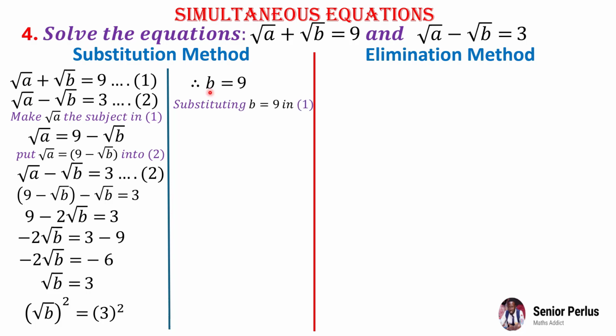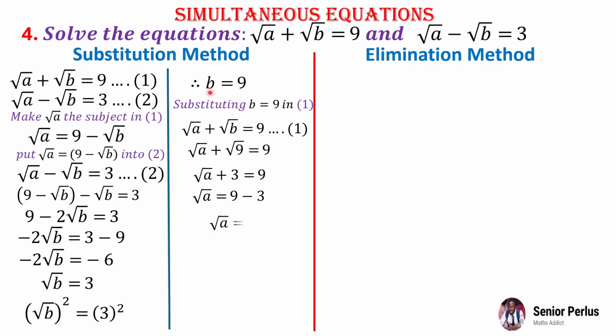Now I know b, so I just put b equals 9 in equation 1. So this is our equation 1. Our b is what? 9. Then root of 9 is 3. Good. Then I'll move the constant to one side. For me to solve for a, I just square both sides so that I can remove the square root from there. Therefore, a equals 36. So that's the answer for b and a for the simultaneous equations using the substitution method.